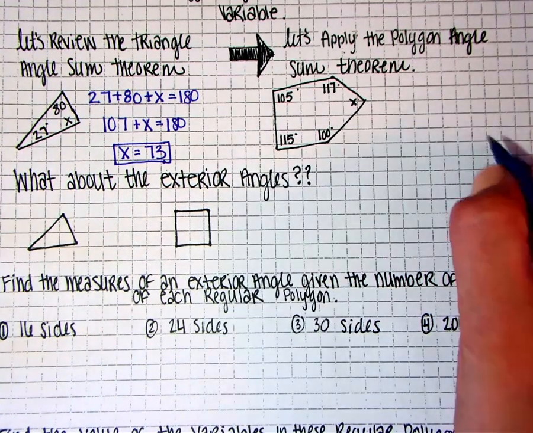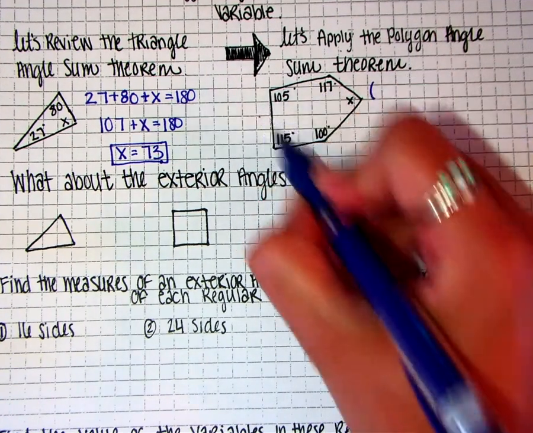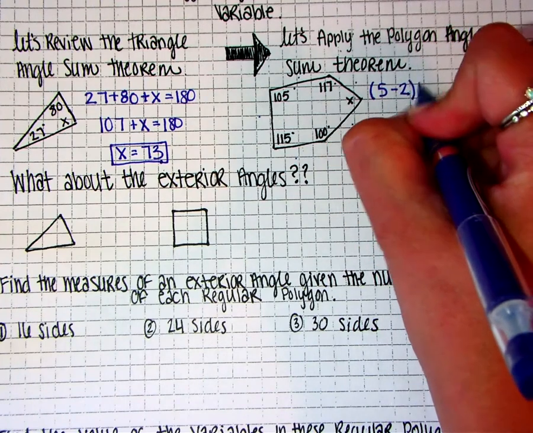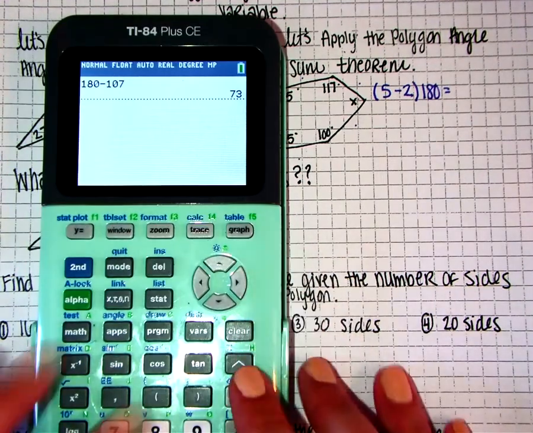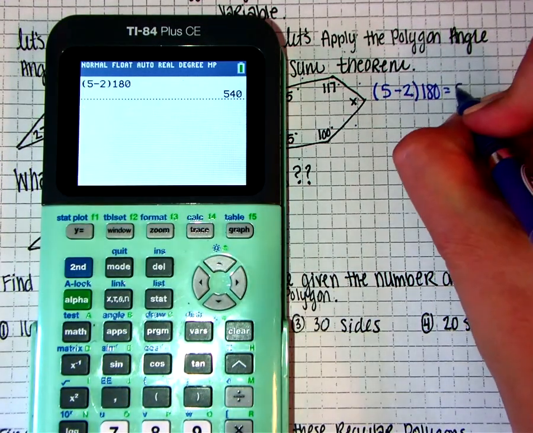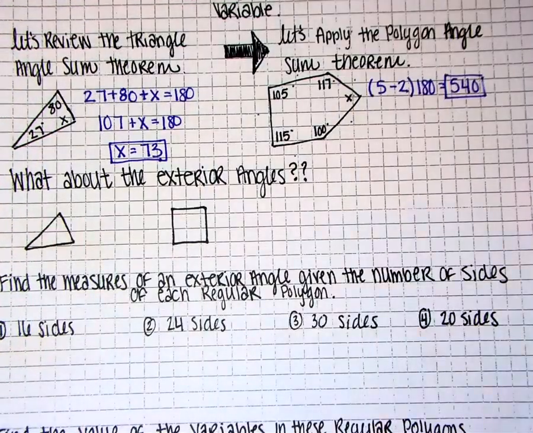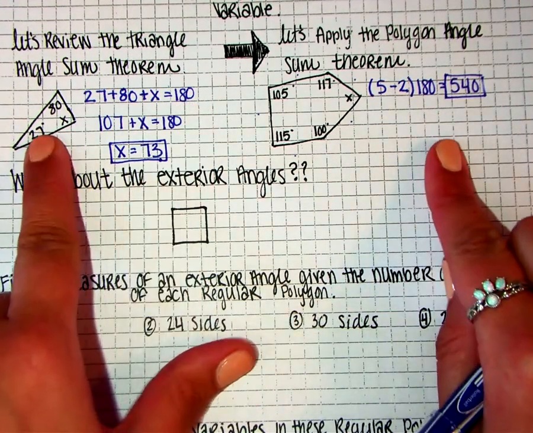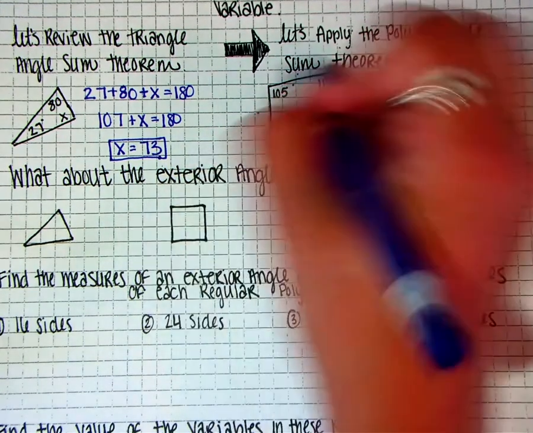So n minus 2 times 180. How many sides does the shape have? 1, 2, 3, 4, 5. 5 sides minus 2 times 180. Okay, I'm going to plug it in. 5 minus 2 times 180. All of these angles should add to equal 540. So now, instead of it equaling 180 like it did with the triangle, you just find out how many total degrees the shape has and then add all of them up.